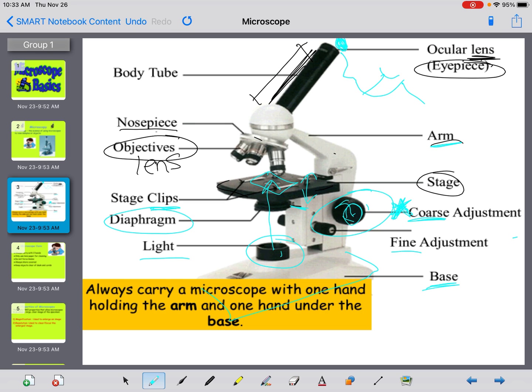Once you can see it, then you use the fine adjustment knob. This is like you're fine tuning it. The coarse adjustment knob is just to actually see something there. Then the fine adjustment knob is to make it a nice clear image. So you never use the fine adjustment knob first. This is just where you are trying to focus it in small increments. You always use the coarse adjustment knob first.